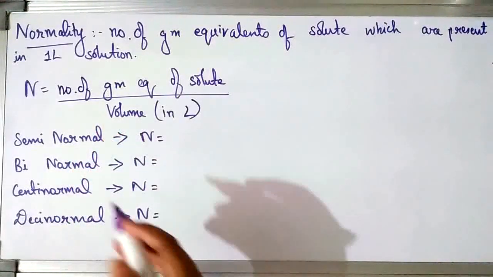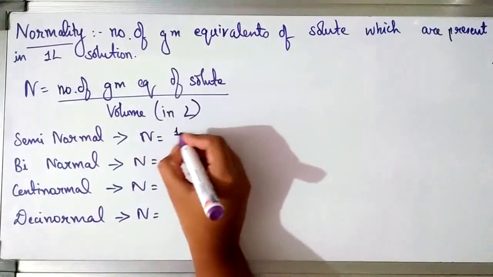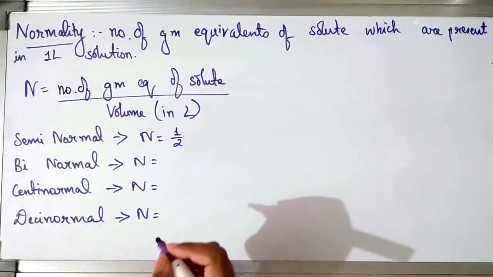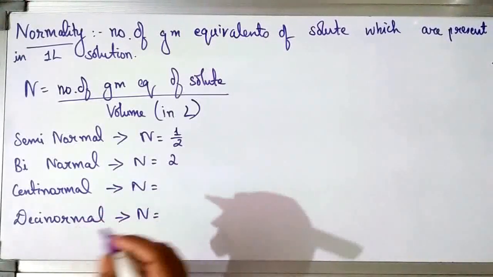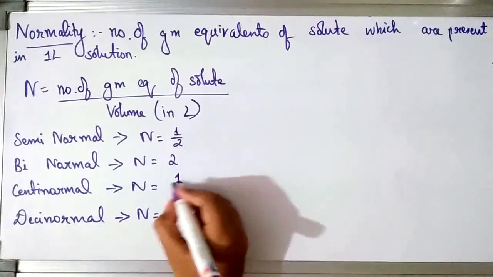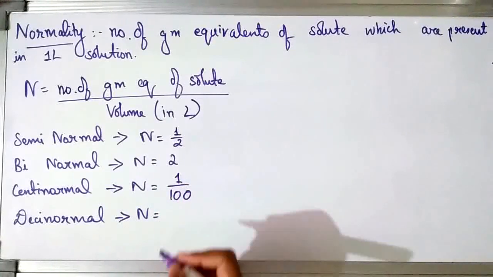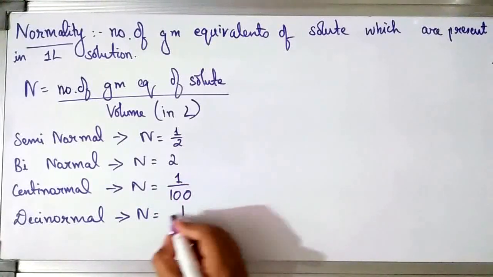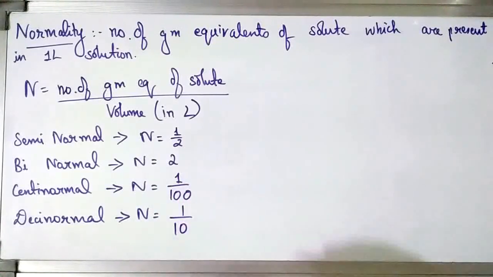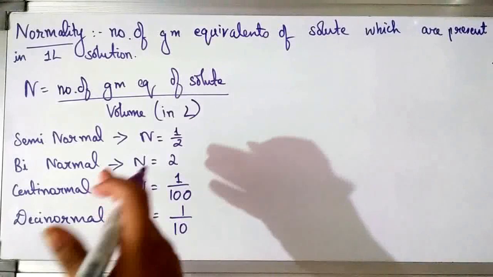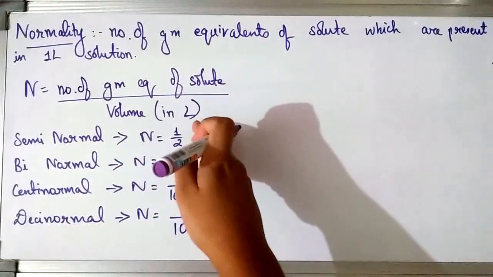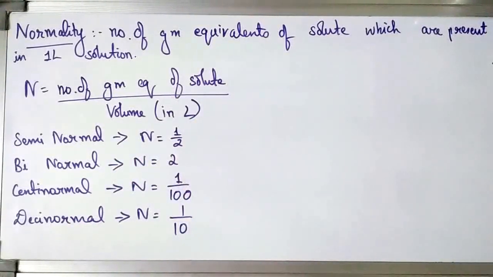We have terms. So we have semi-normal, where the normality is 1 by 2. Then we have binormal, where the normality will be equal to 2. Then we have centinormal, where the normality will be equal to 1 by 100. And finally decinormal, where your normality will be equal to 1 by 10. These are some of the terms which are going to be used in the questions. For example, if they give you that the normality of a particular solution is semi-normal, it means that the normality will be 1 by 2. So let's solve some questions.